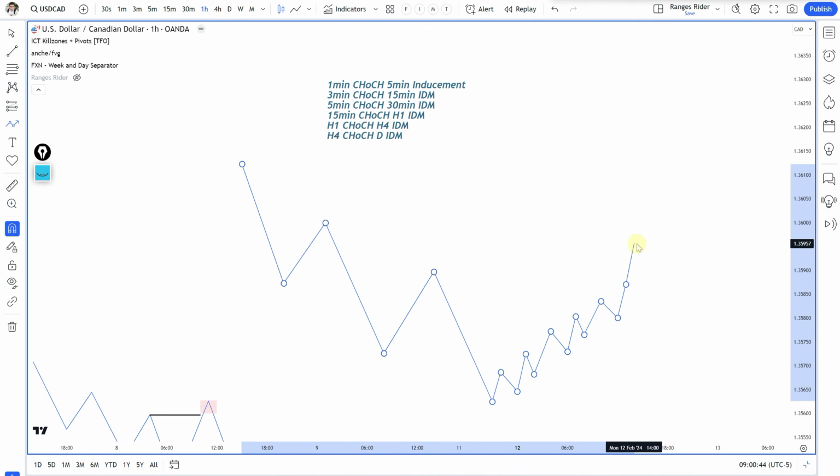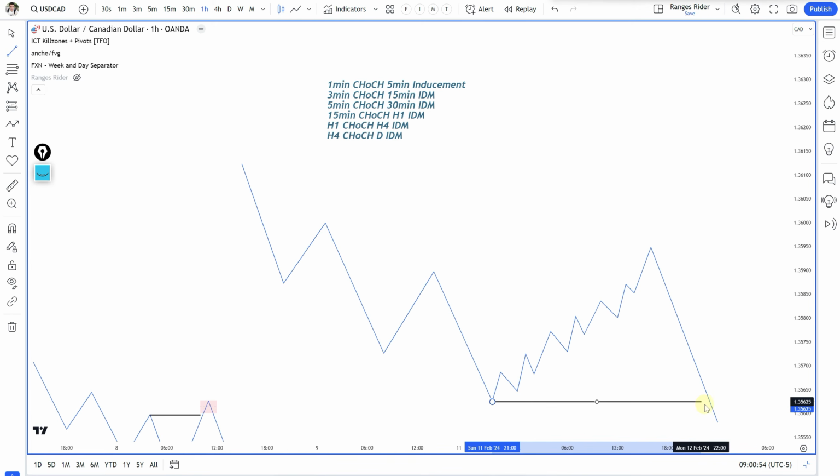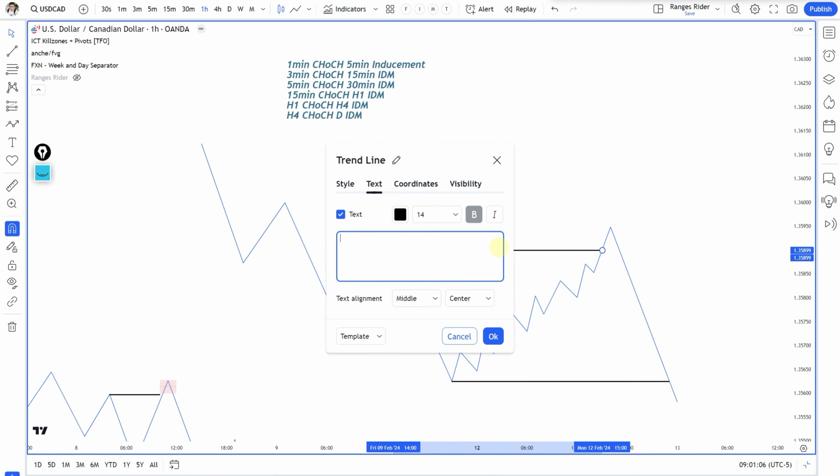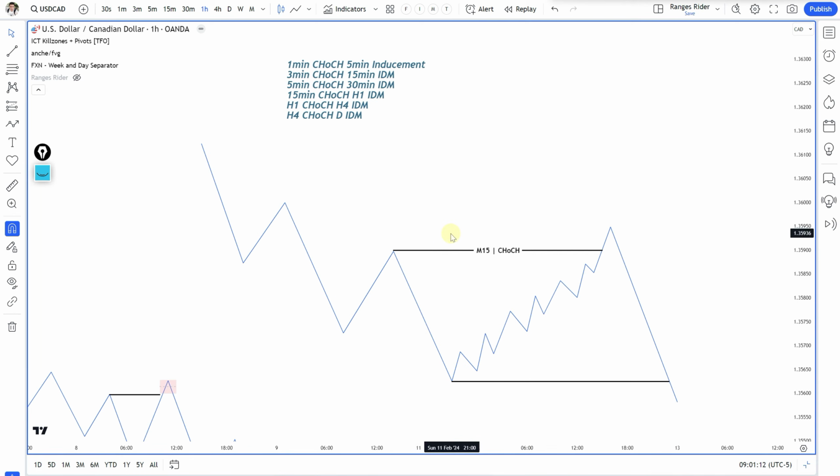And then we have what? This is the change of character, and this is what we are looking for, another breakup structure, something like this. Now the point to notice here, this is on the M15 time frame. M15 time frame, this is the change of character. But like I said, M15 change of character is H1 inducement. So this is the order pairing, and once we are back into the range here, we are bearish again.